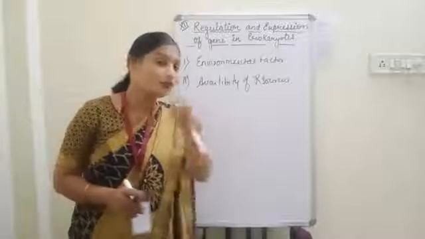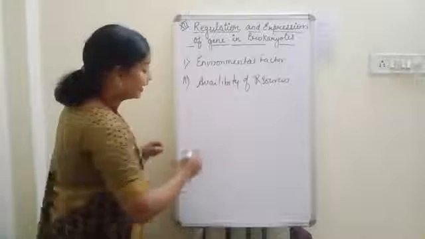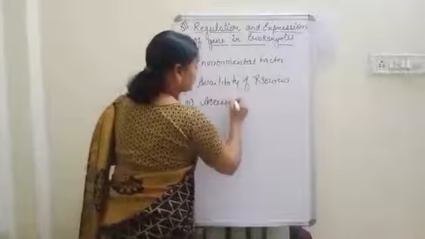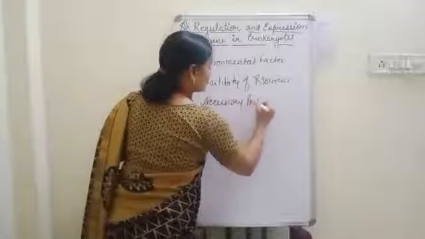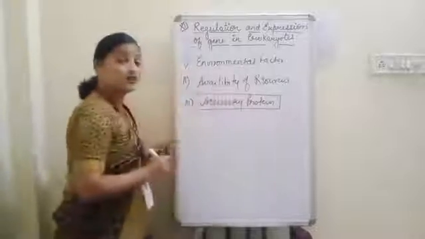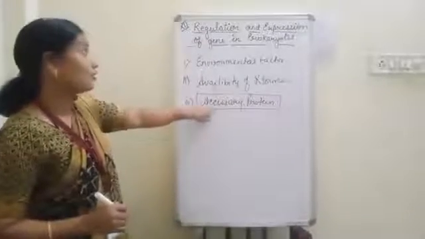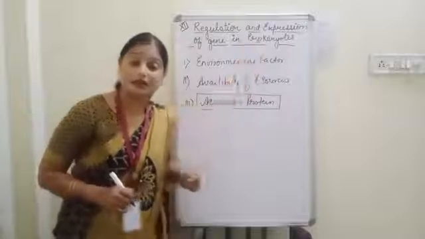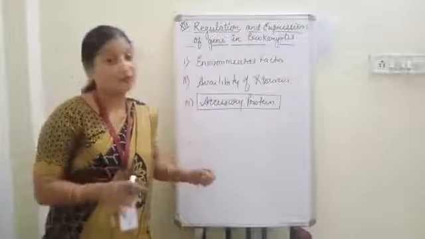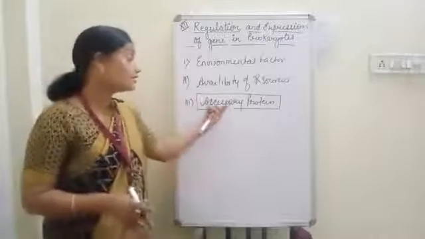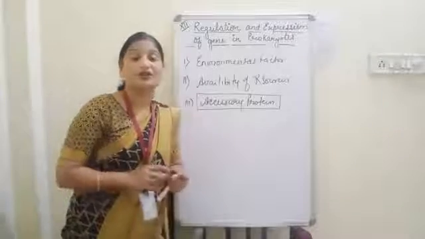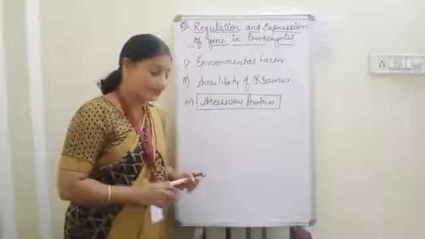Along with this, one more important point is there, children, and that is accessory protein. This accessory protein plays an important role in prokaryotes to regulate the expression of the gene, whether the gene is working, expressing itself properly or not. So it is controlled by accessory protein. Now children, this we have to see in detail.